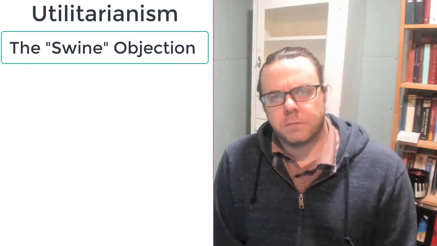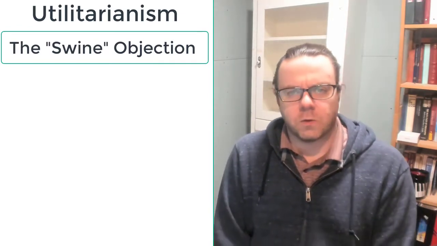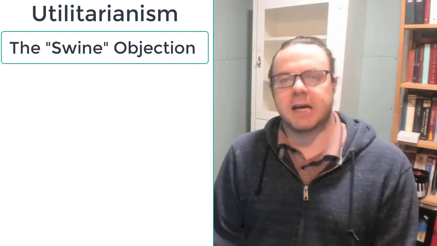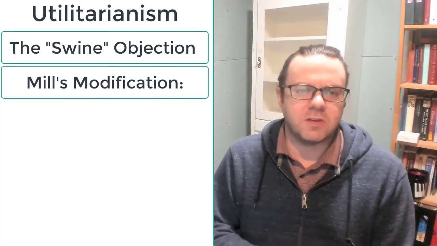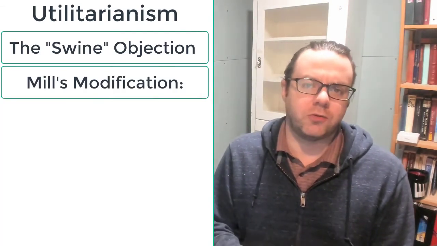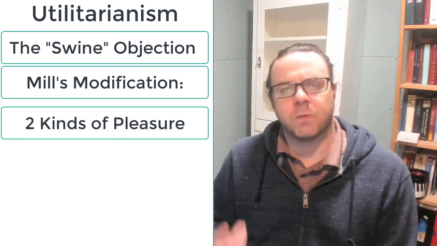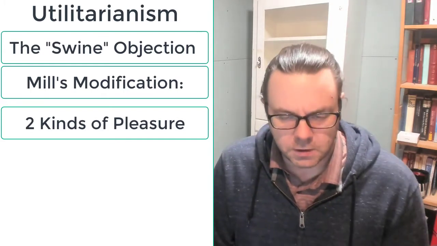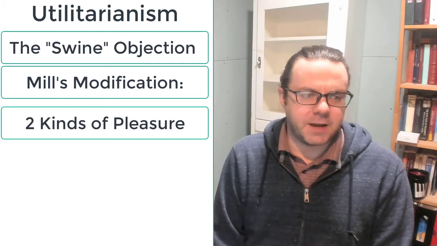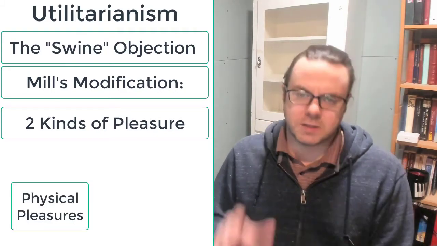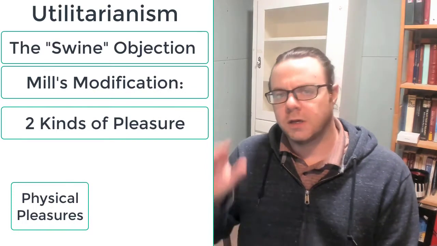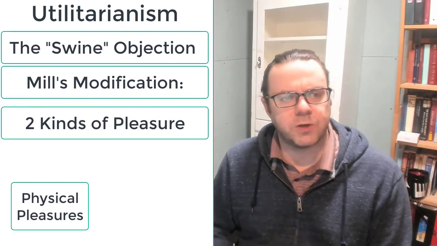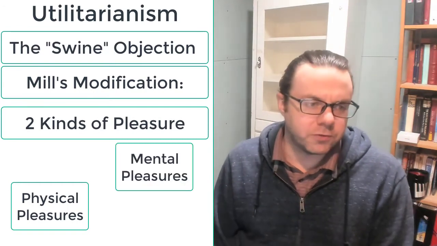But Mill is a little more concerned about this kind of objection. He's not okay with his theory implying that that's the best kind of life. And so he makes a distinction between two kinds of pleasure, and he insists that one kind is more valuable than the other kind. The two kinds of pleasure, according to Mill, we could classify one as physical pleasures, that's eating and drinking and doing drugs and sex and things like that. The other kind of pleasure we could call mental type pleasures.